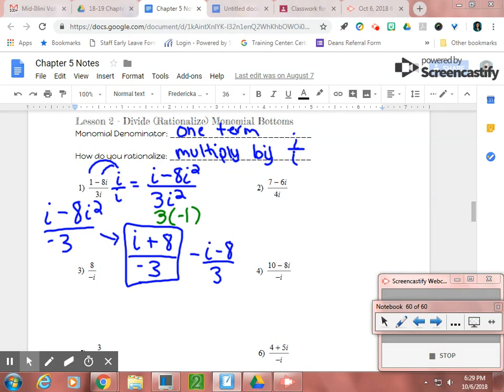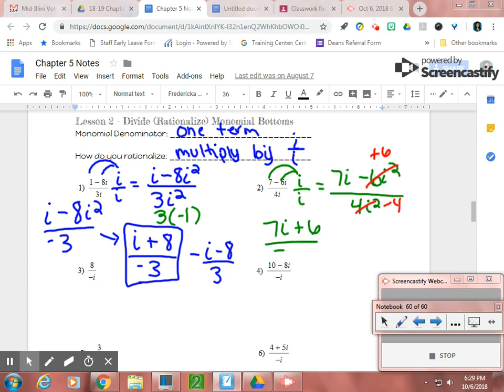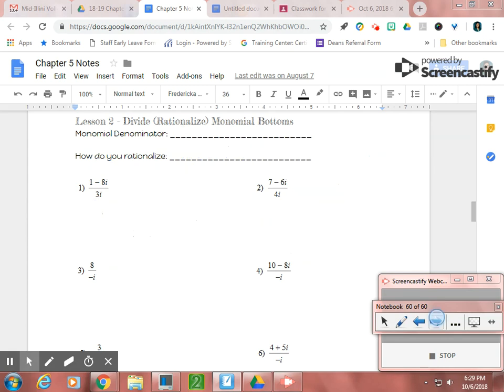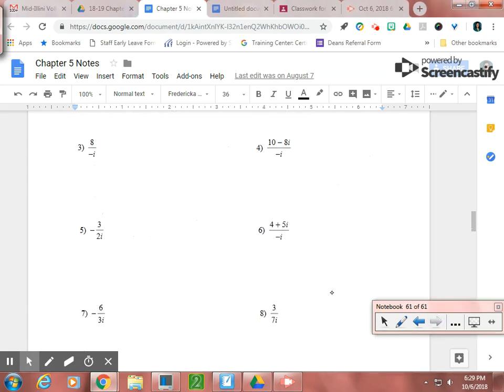Okay, so same thing here. We're multiplying by i over i. So this has to go to both. So you're getting 7i minus 6i squared over 4i squared. So the i squareds are going to become negative 1. So this is really going to become plus 6 and minus 4. So your answer to this is going to be 7i plus 6 over negative 4. And again, you could switch that around so that your negative sign isn't in the denominator.